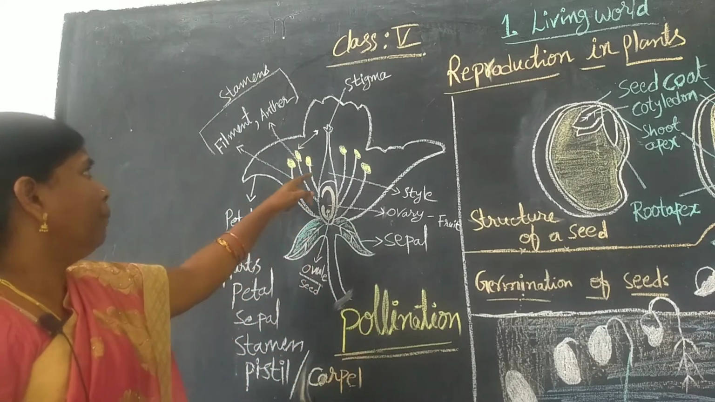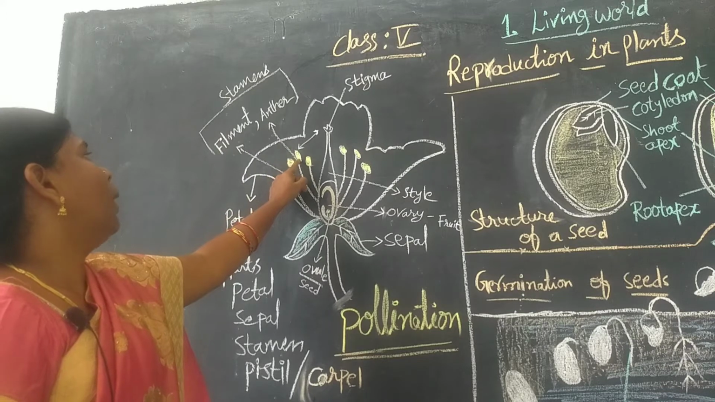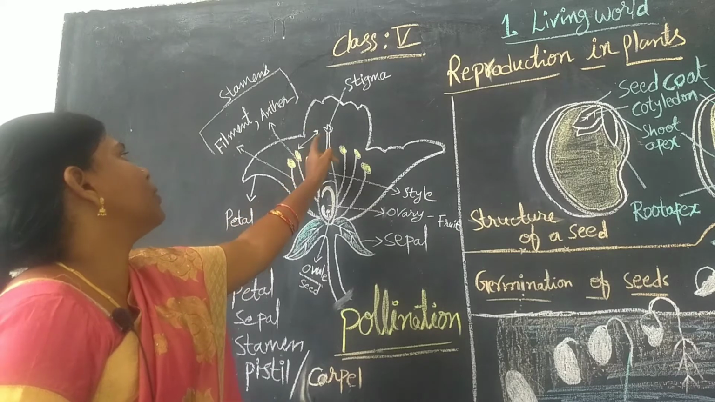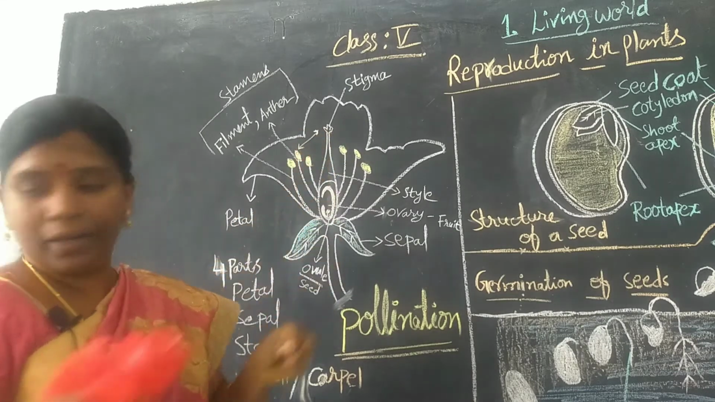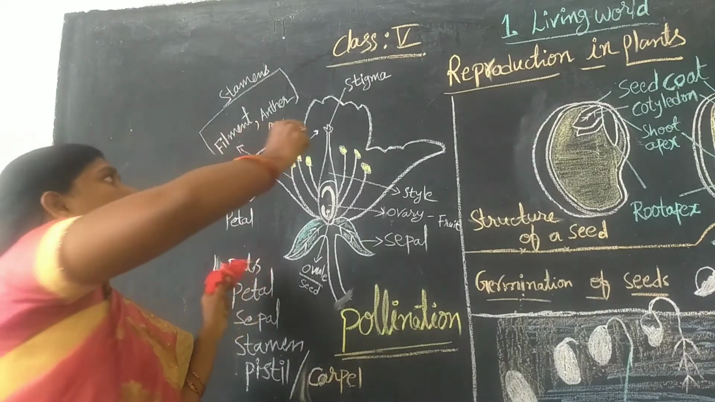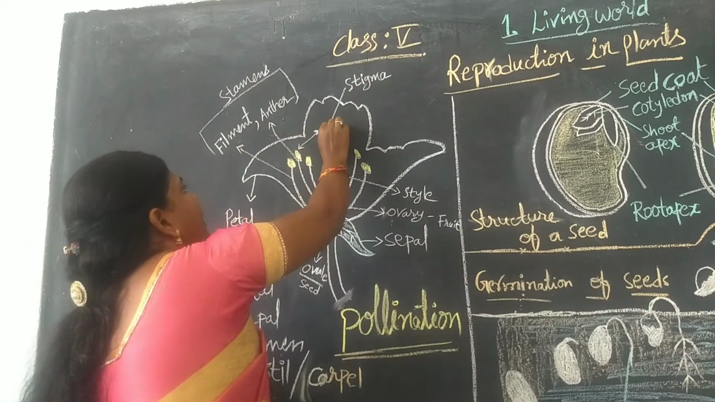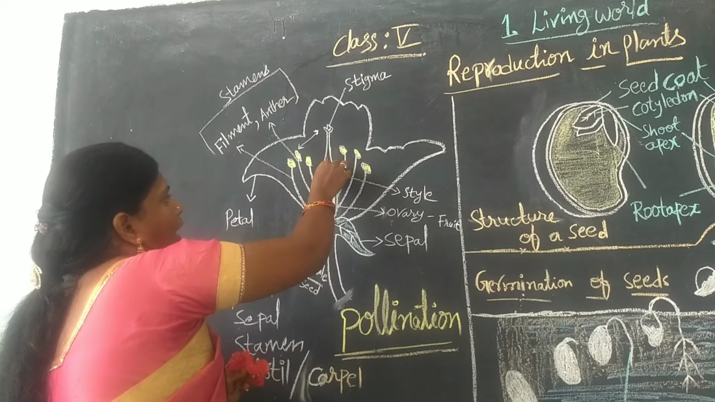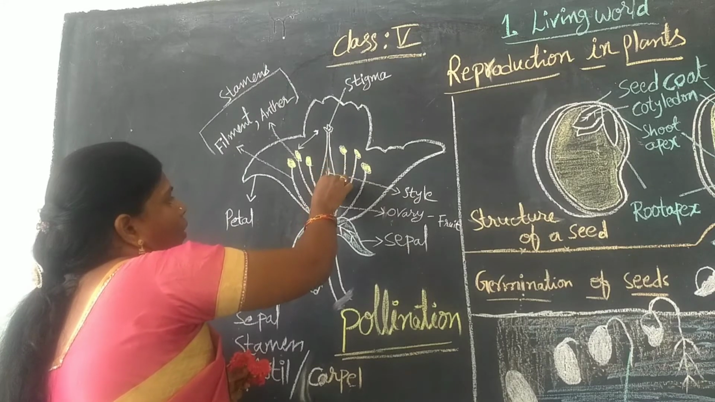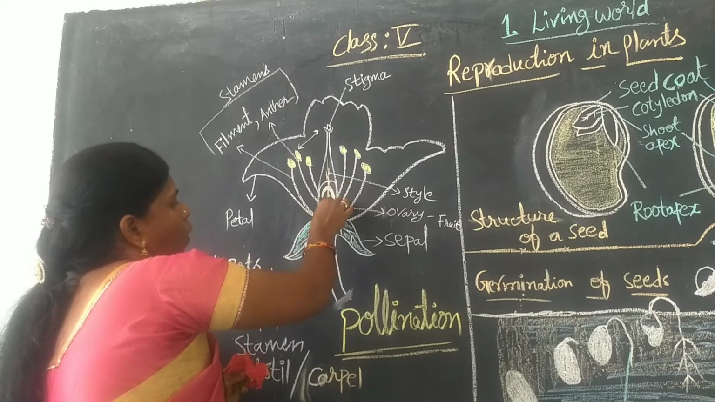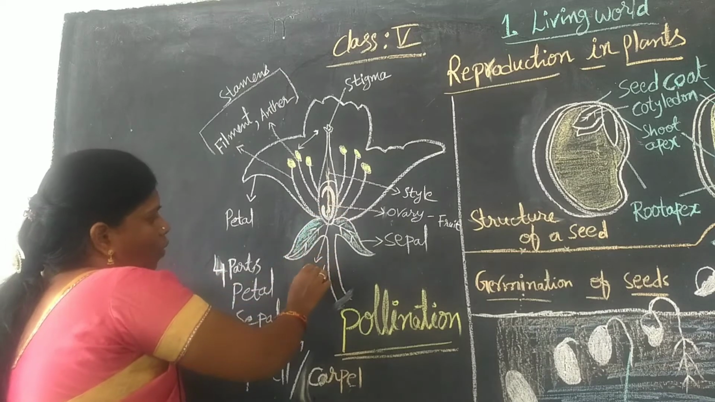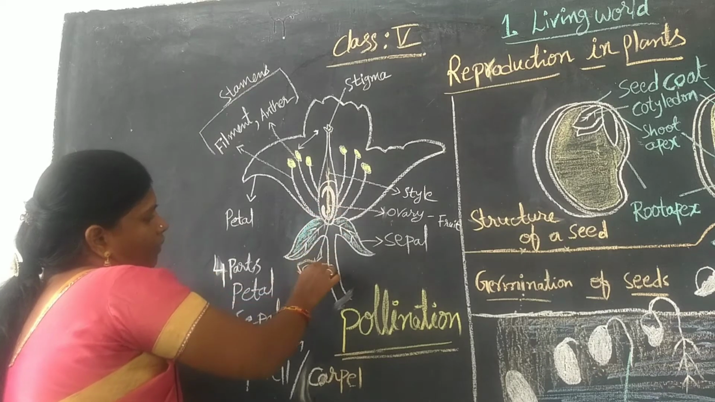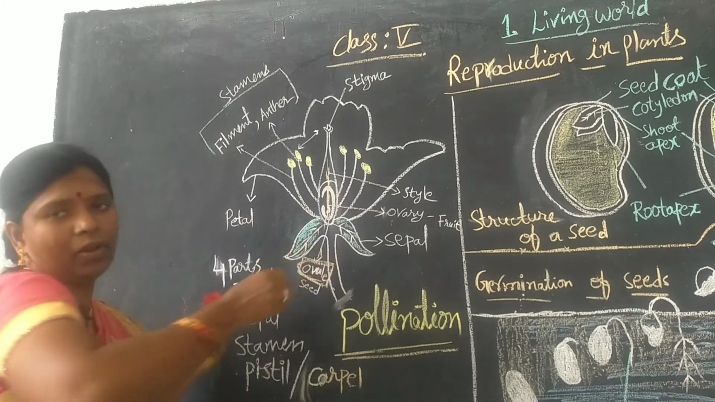In this, pollen moves from the anther to the stigma. Stigma holds the pollen grains and sends them down the tube. When it reaches the ovary, the ovule is there in that. Then it is called the process of pollination.